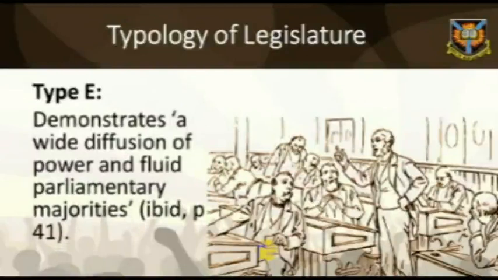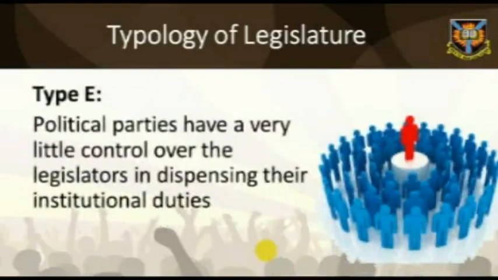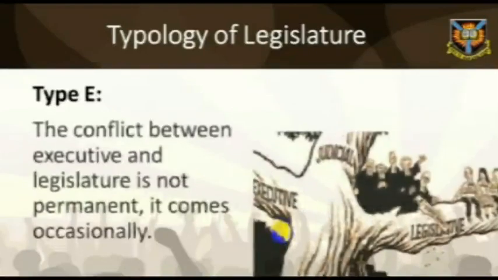Type E. This category of legislatures demonstrates a wide diffusion of power and fluid parliamentary majorities. There are usually conflicts between the executive and legislature. Political parties have very little control over the legislators in dispensing their institutional duties. The executive also lacks sufficient power to control the affairs of the parliament. Whenever there is no mutual understanding between the executive and legislature, the result is usually a deadlock, and the legislators may reject the executive bills.